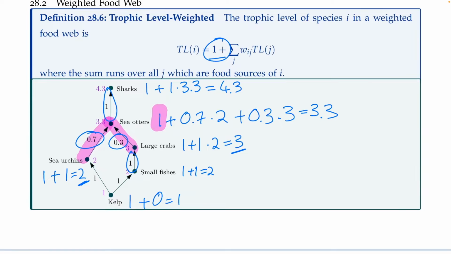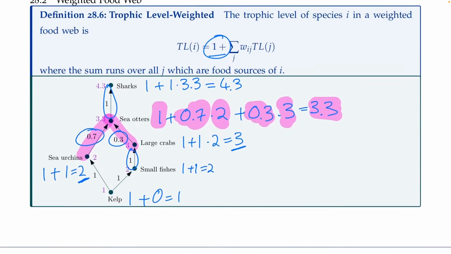Now 70% of its diet comes from sea urchins, so we have a 0.7 here, times 2, which is the trophic level of sea urchins. And then 30% of its diet, 0.3, times the trophic level of large crabs, 3. We add these things together, okay? So this is essentially just a repeated process of calculating these different trophic levels, okay?